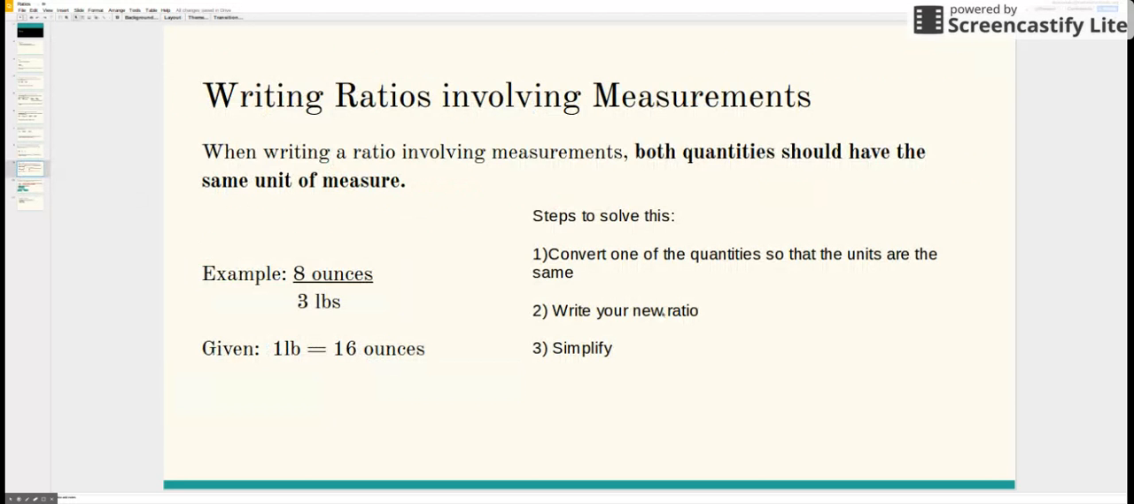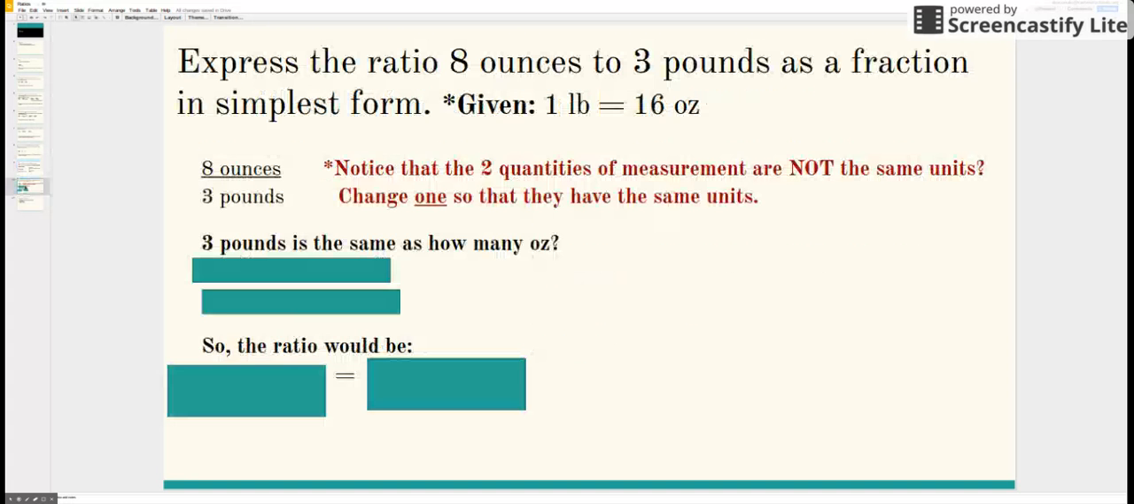If you go back to your steps, that's step number 1 here. Convert one of the quantities so that the units are the same. So that's what I'm going to do. Since I know that 1 pound is equal to 16 ounces, right? What is 3 pounds? 3 pounds is the same as how many ounces? That's what I'm going to solve for. If 1 pound is equal to 16 ounces, then that would mean 3 pounds is equal to 48 ounces. And if you don't know how to get that, you just multiply. 1 times 3 is 3. 16 times 3 is 48.